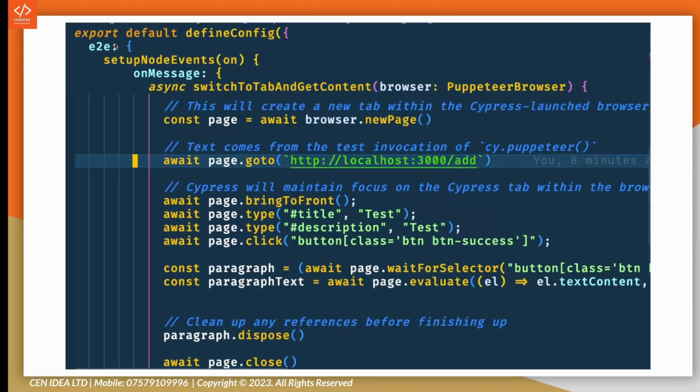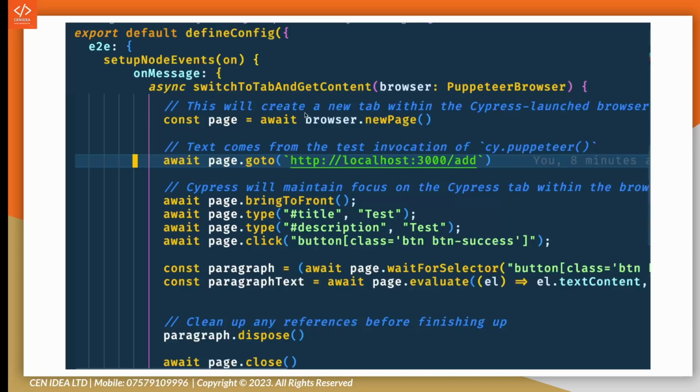So let's see how it looks. In your cypress.config.ts, this is what it will look like. It will just have the setup. You can move this into a plugin index.ts if you know how to do that, but in this demo I'll be quick. You have your on message here, and then you implement an async function. In this case I'm calling it switchTabAndGetContent. You can call this anything else you like, and then take this argument of Puppeteer browser and go and do your thing.